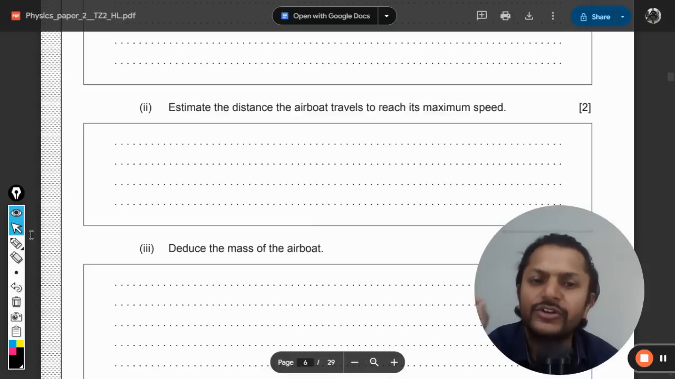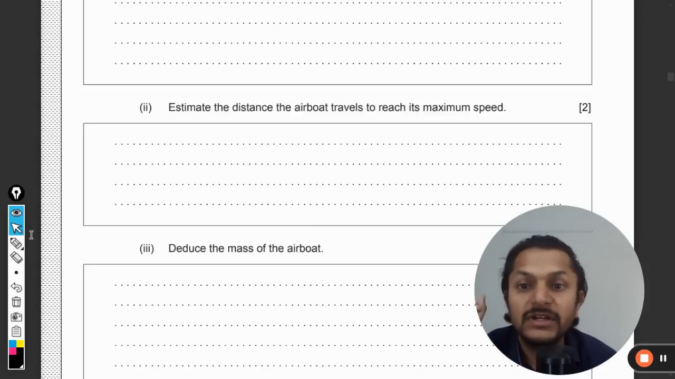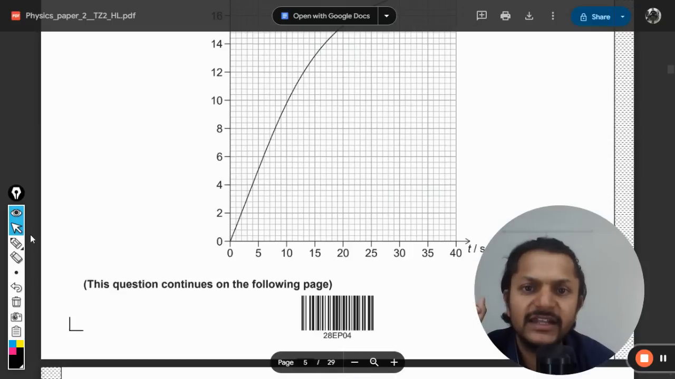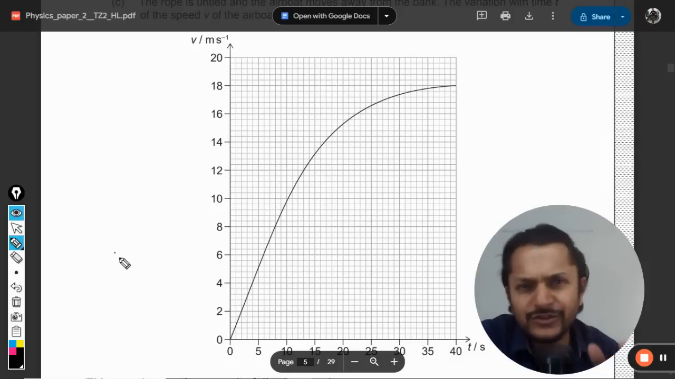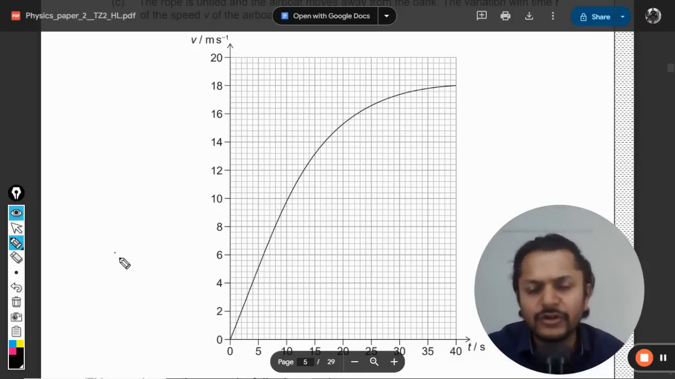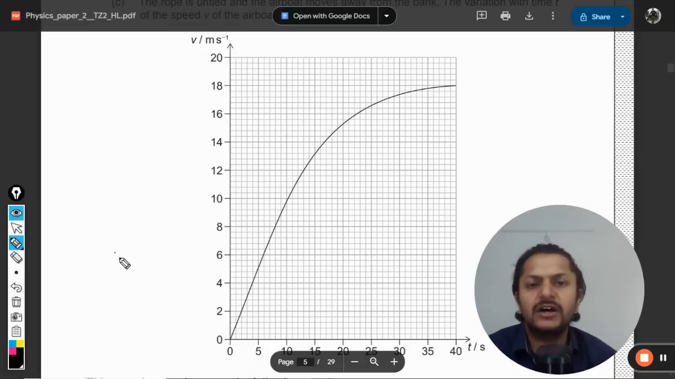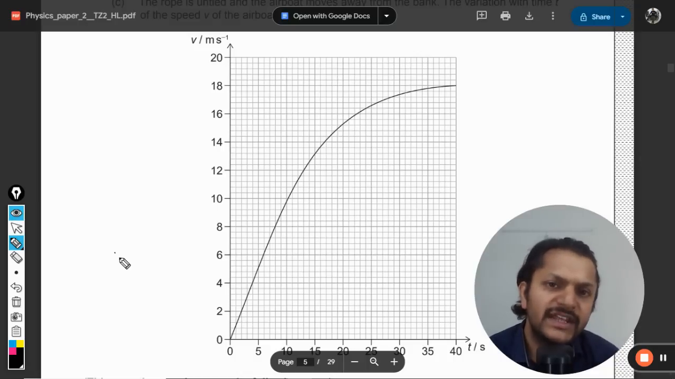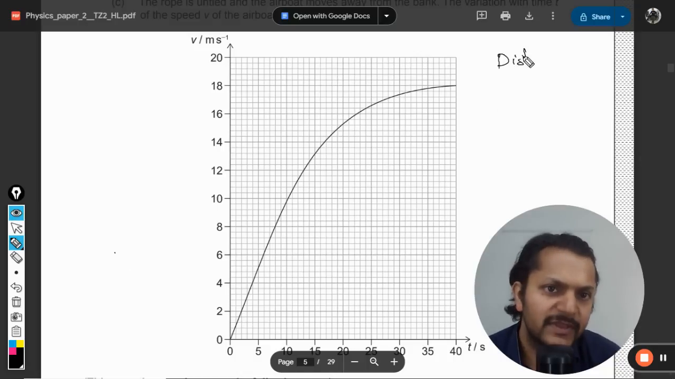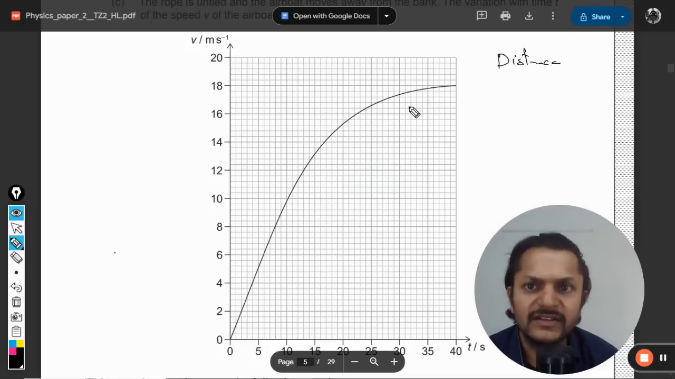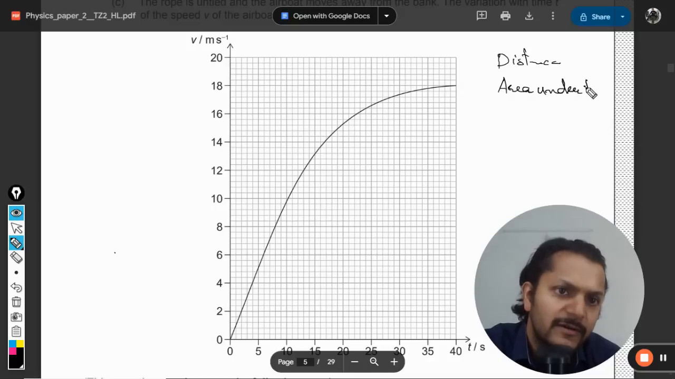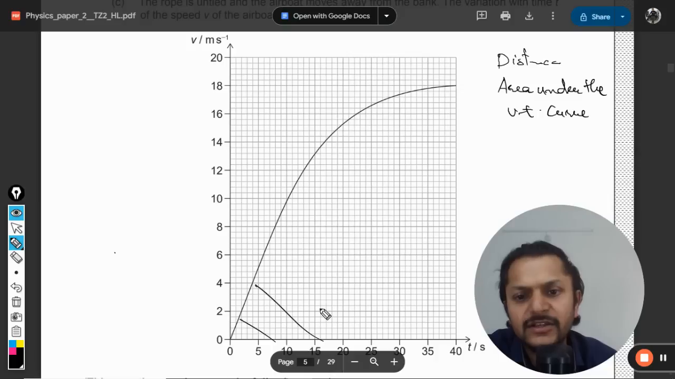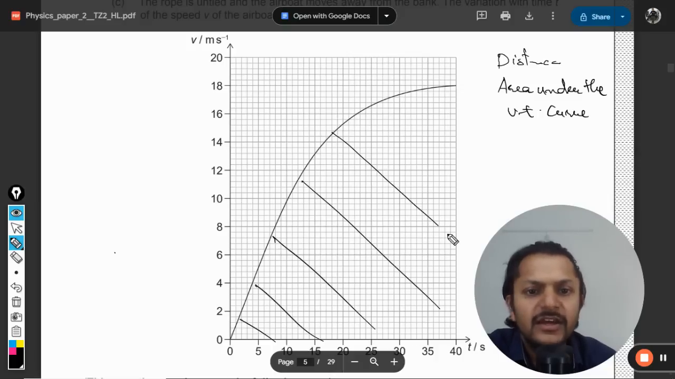Estimate the distance the airboat travels to reach its maximum speed. So we want to find the distance until it reaches the maximum speed. These are very different questions, which I have not seen in any other examination but IB. We need to find the distance here, but the curve equation is not given, so it will be equal to the area under the VT curve. This whole area we have to find. So how are we going to find it?